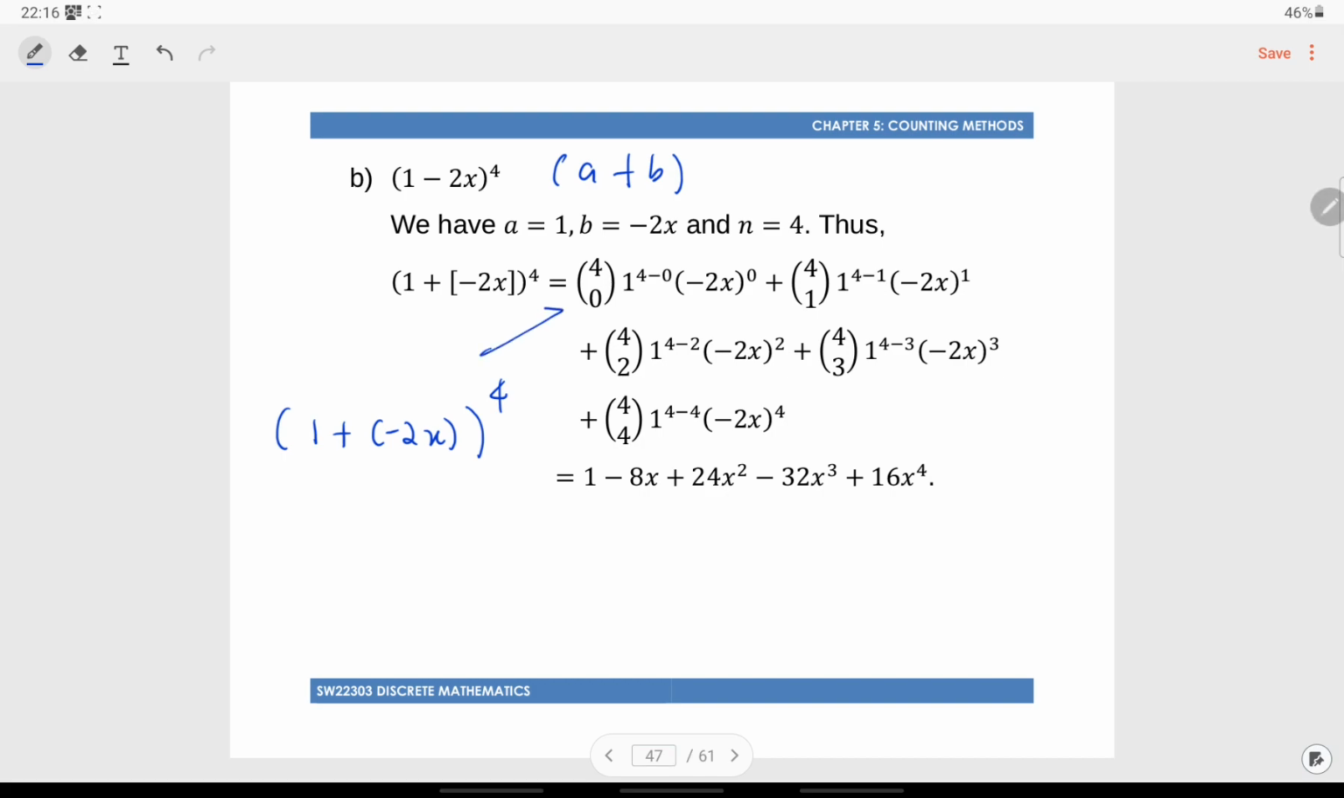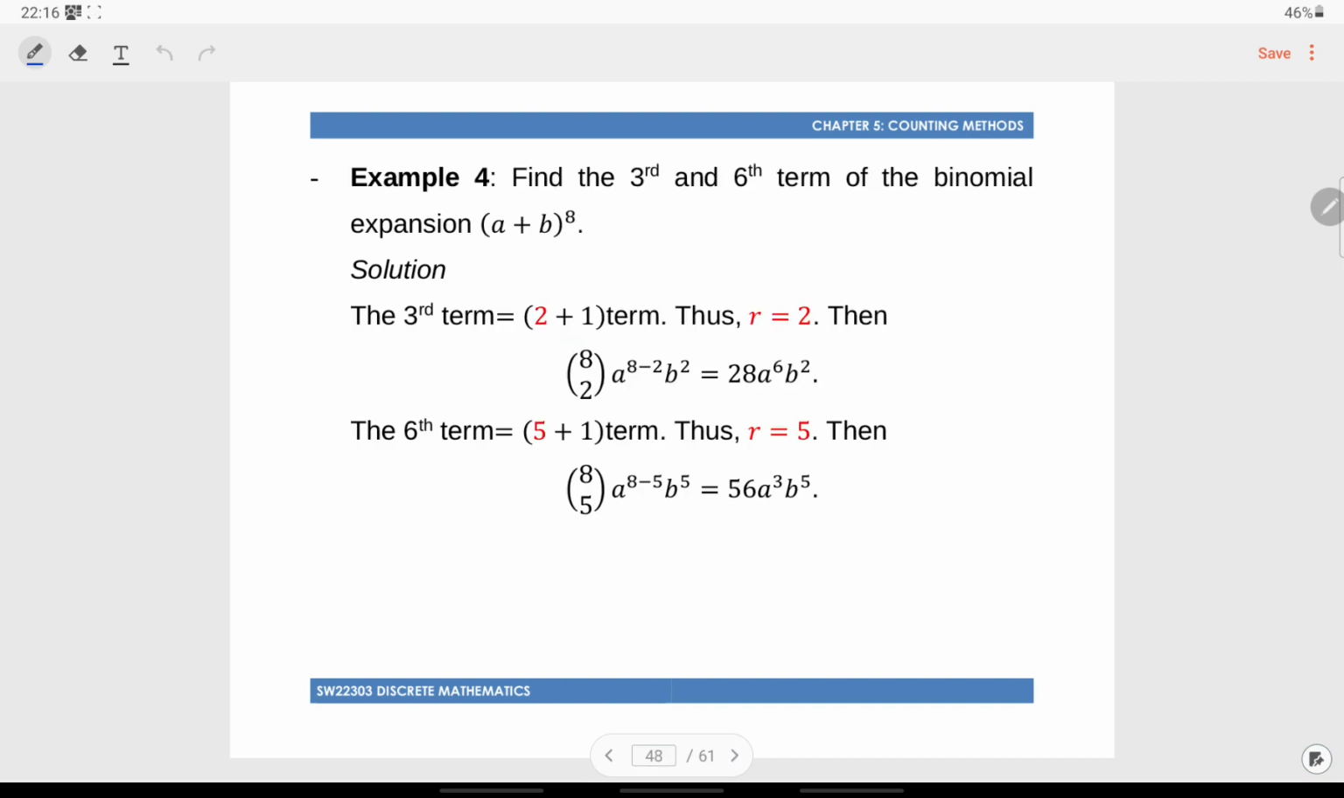And finally, we can use the following formula to compute the expansion. Because the power is equal to 4, the highest power for x is x to the power of 4. Okay. And then in this example, the question asks you to find the term in the binomial expansion. Find the third and the sixth term of the binomial expansion (a + b) to the power of 8.